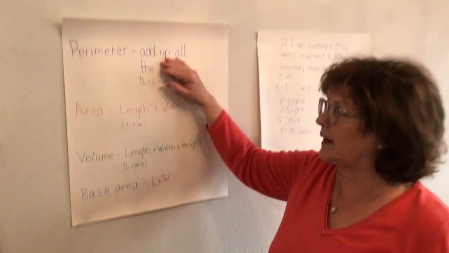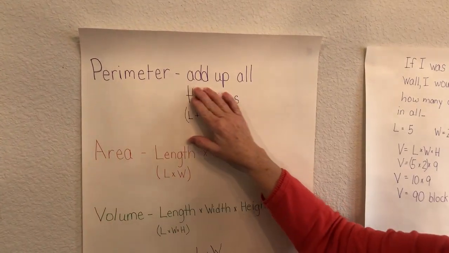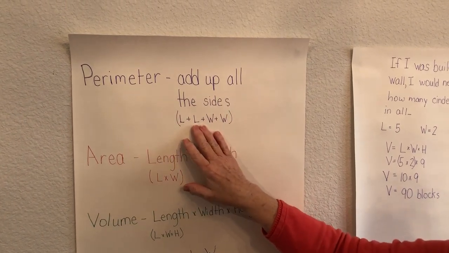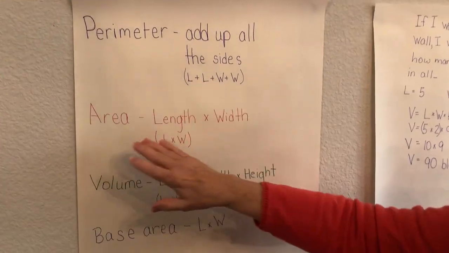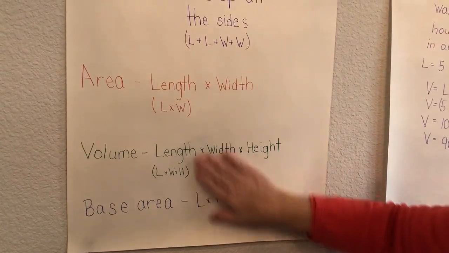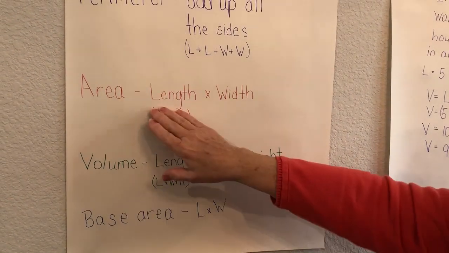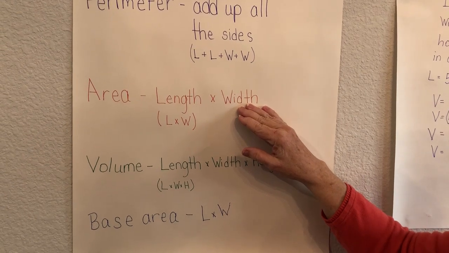Some of our vocabulary that we've already talked about, but we'll review, is perimeter. Perimeter is when we add up all the sides, the length plus the width plus the width. The area is how much space, how much surface is taken up. We're going to multiply the length times the width to find the area.